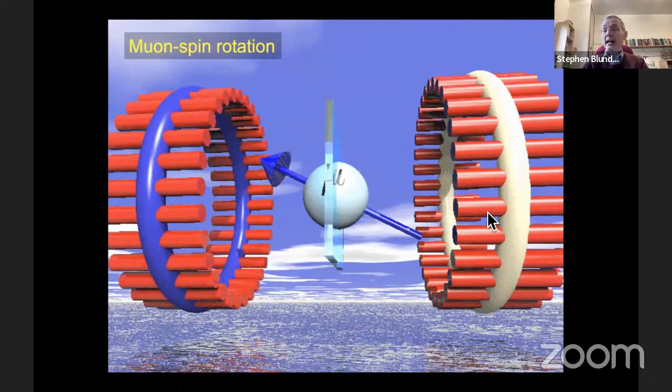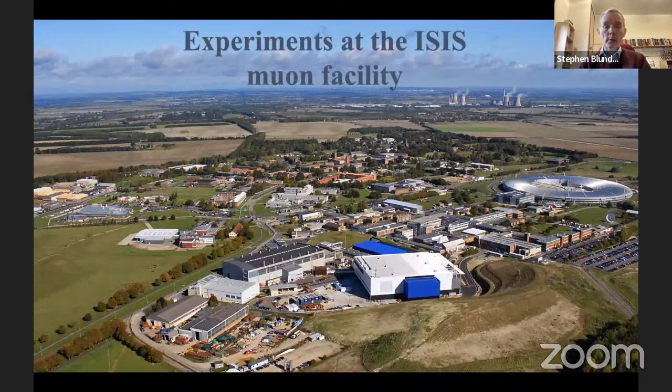Now, these experiments are done, as we were discussing earlier, at various facilities around the world. The two that I use, because they're closest to me, are the ISIS muon facility. So this is the Diamond Light Source you can see here, and the ISIS neutron and muon source. The protons are accelerated here, and the protons go into this hall and this hall, and it's this one that contains the muon beamlines. Oxford, where I work, is just over here on the left.